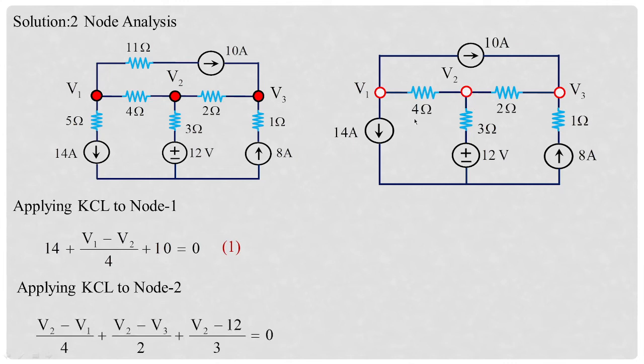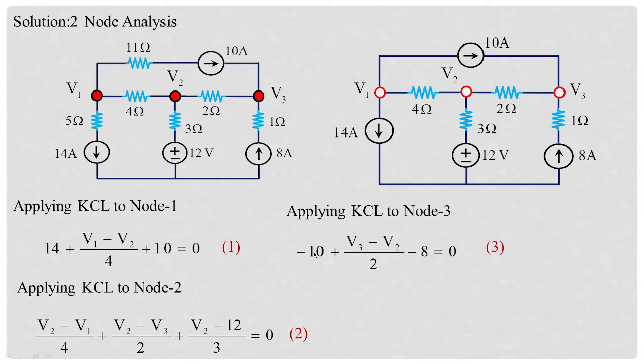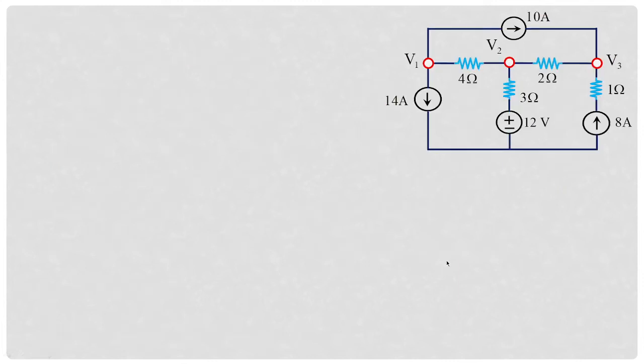So we have (V2 minus V1) by 4, that is one branch current, plus (V2 minus V3) by 2, this is another branch current, and the third branch current is what? (V2 minus 12) by 3. So this you can simplify and treat this equation as equation 2, and applying the KCL to node 3, you have incoming current minus 10, incoming current minus 8, and you have (V3 minus V2) by 2. So minus 10 plus (V3 minus V2) by 2 minus 8 equal to 0.